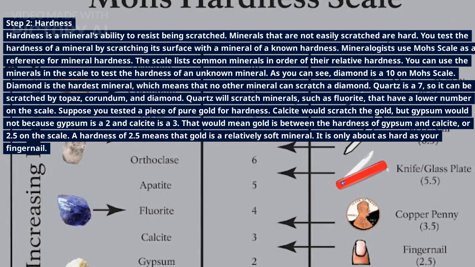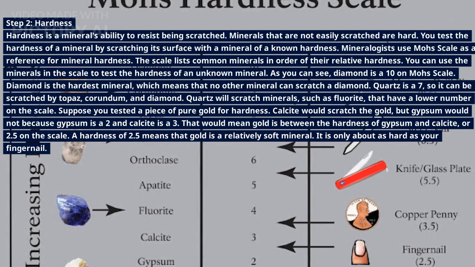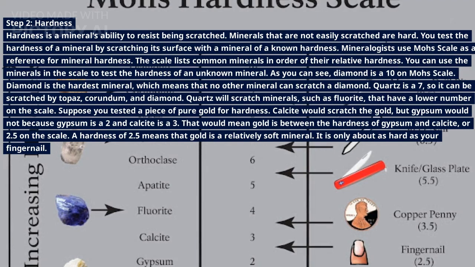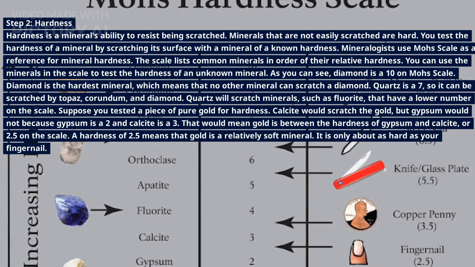As you can see, diamond is a 10 on Mohs scale. Diamond is the hardest mineral, which means that no other mineral can scratch a diamond. Quartz is a 7, so it can be scratched by topaz, corundum, and diamond. Quartz will scratch minerals, such as fluorite, that have a lower number on the scale.